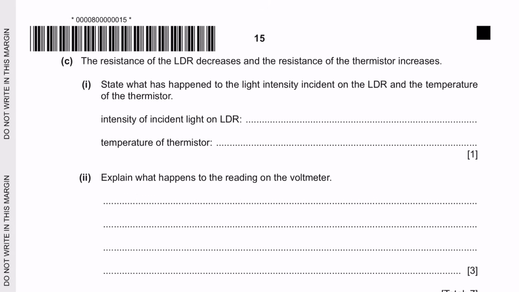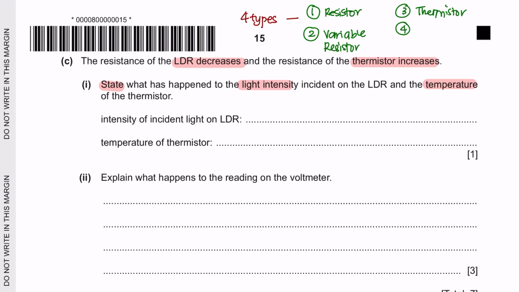Next, question C. The resistance of the LDR decreases and the resistance of the thermistor increases. Part 1. State what has happened to the light intensity on the LDR and the temperature of the thermistor. Alright, in your syllabus, you will come across 4 types of resistor: a fixed resistor, variable resistor, a thermistor, and light-dependent resistor. A standard resistor has a fixed resistance, and variable resistors can have their resistance changed.